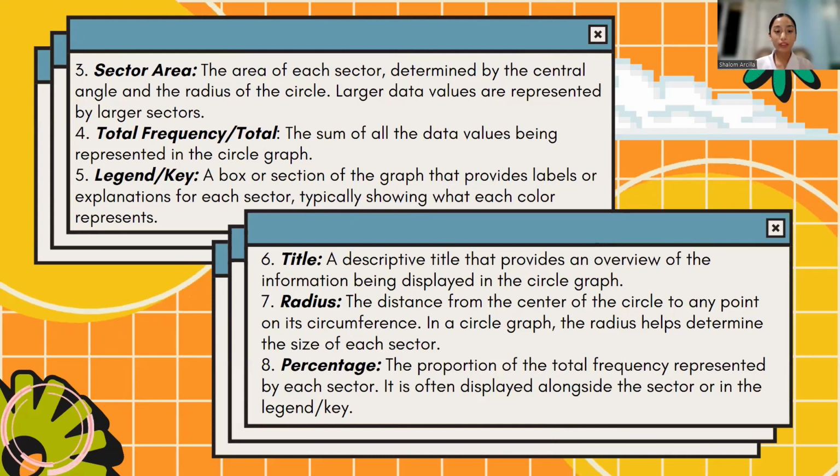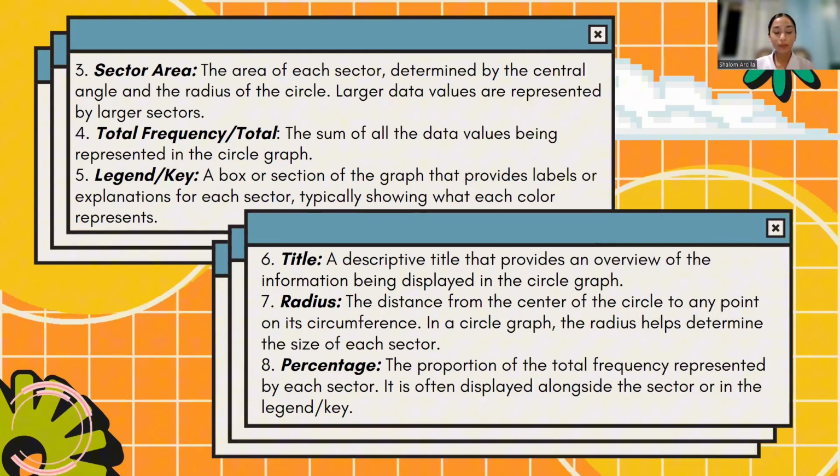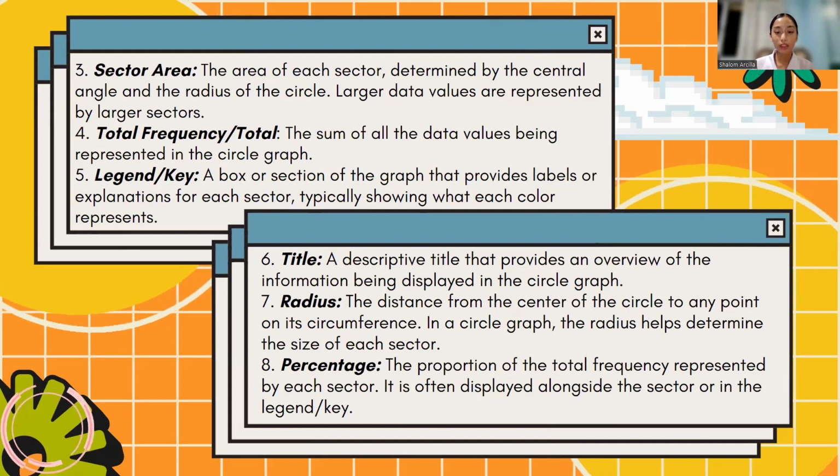Radius: the distance from the center of the circle to any point on its circumference. In a circle graph, the radius helps determine the size of each sector. Percentage: the proportion of the total frequency represented by each sector. It is often displayed alongside the sector or in the legend or key.